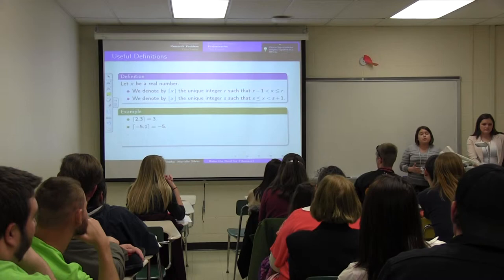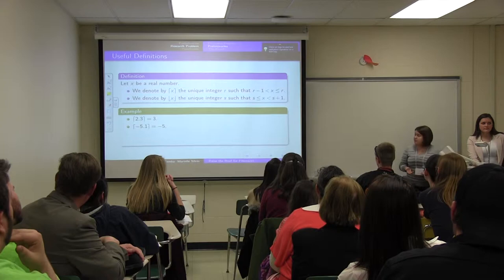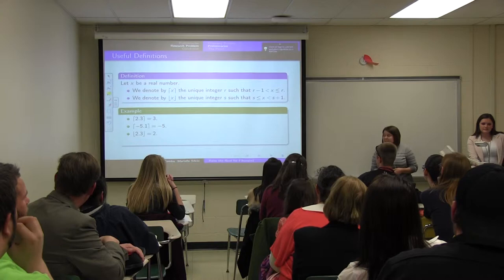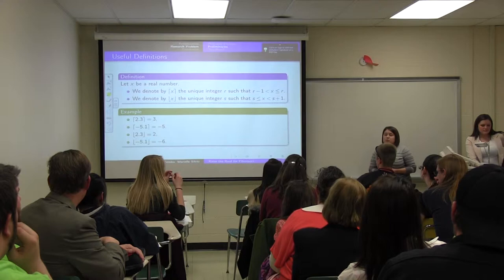So in simpler terms, the floor of x is the greatest integer that is less than or equal to x. So an example of this would be the floor of 2.3. The greatest integer that is less than or equal to 2.3 is 2. And another example, the floor of negative 5.1 is equal to negative 6.